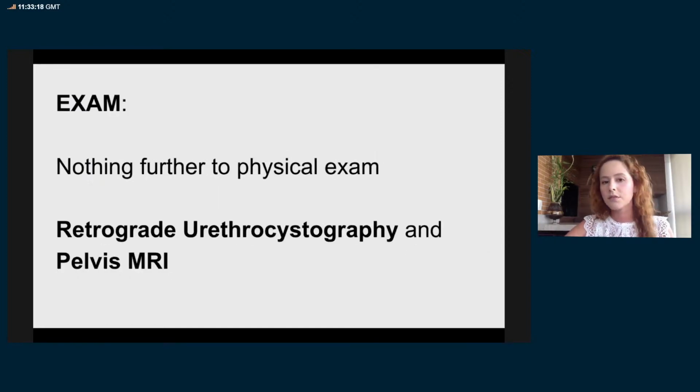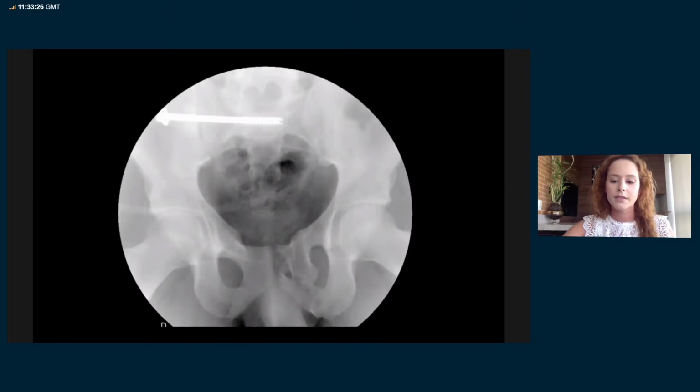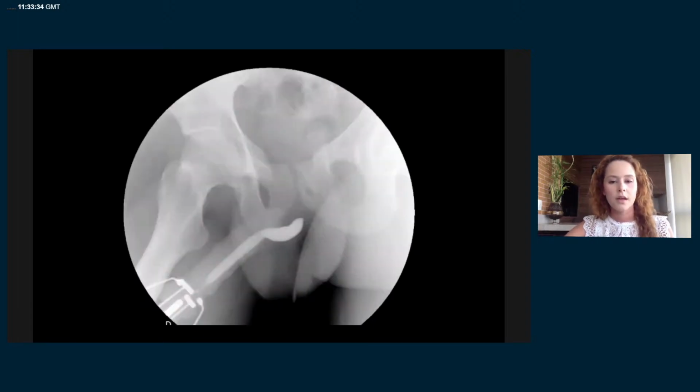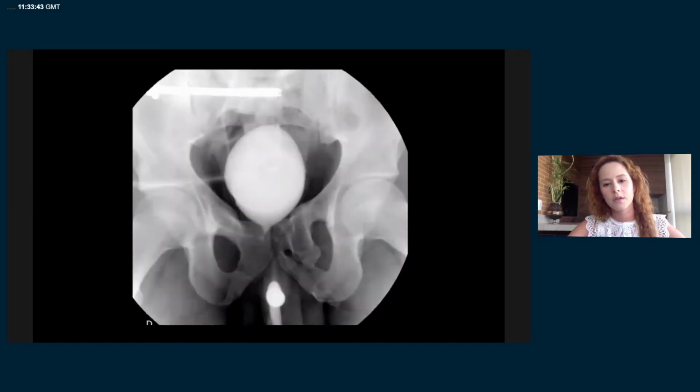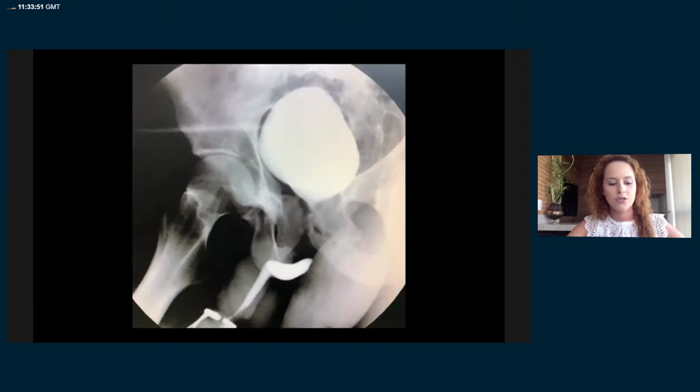On the exam, there was nothing further, and here we have the retrograde urethrocystography and the pelvic MRI. On the first image, we can see the previous approach at the S1 level and the healed fracture of the ischiopubic branch. Here on the retrograde phase, we can see an important stricture at the transition of the bulbar to membranous urethra. On this phase of the exam, contrast was infused through the cystostomy, and the stricture is clear, about 3.8 centimeters between the bladder neck and the stricture point.